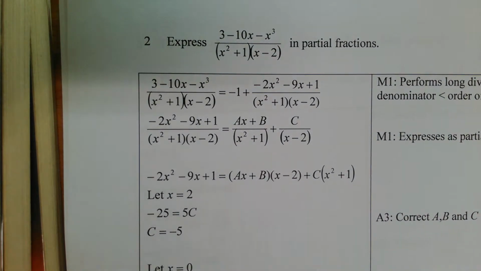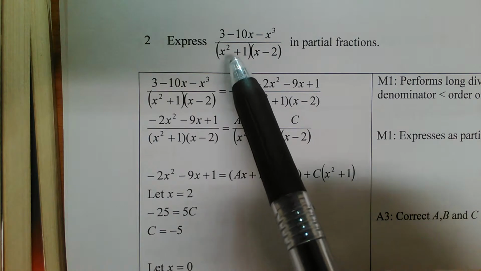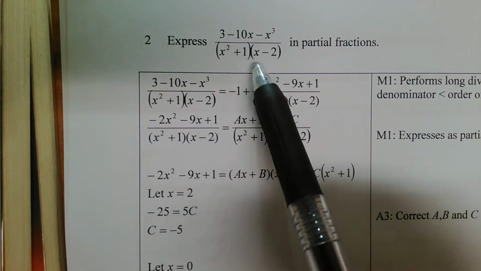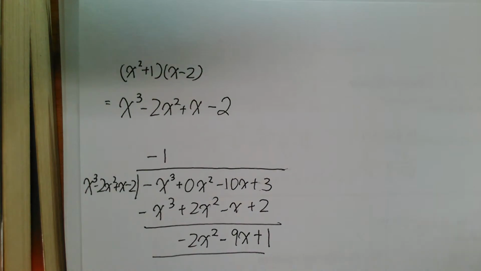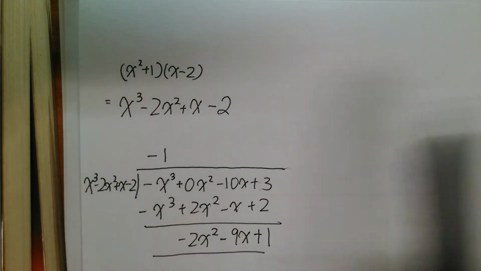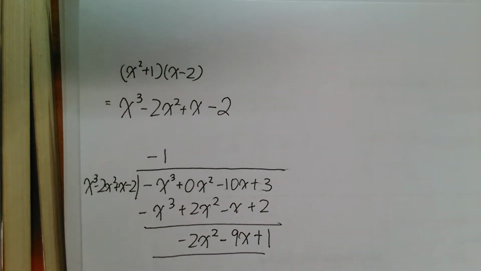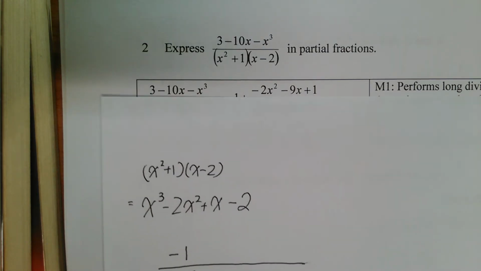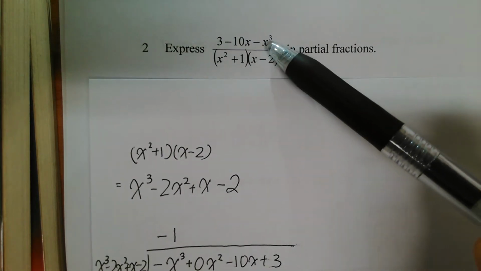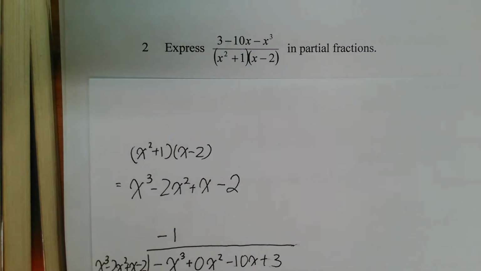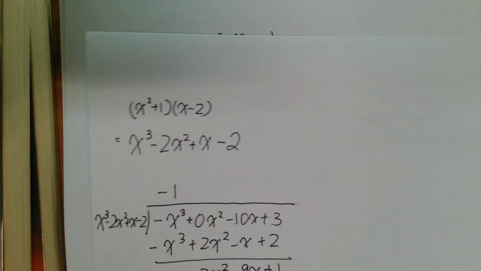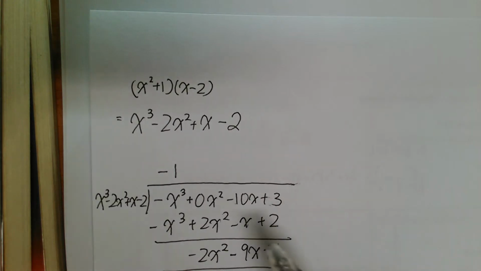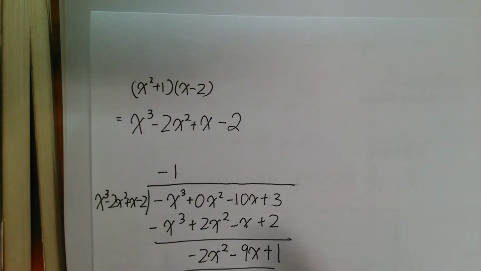Firstly, I have expanded the denominator here, and what I have gotten is x cubed minus 2x squared plus x minus 2. Now we begin the long division. I've rearranged the numerator to give you negative x cubed, and I've added in a plus 0x squared. This will make the whole long division slightly easier. Minus 10x plus 3. And this is the divisor.